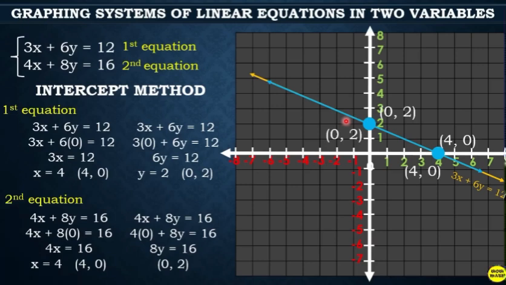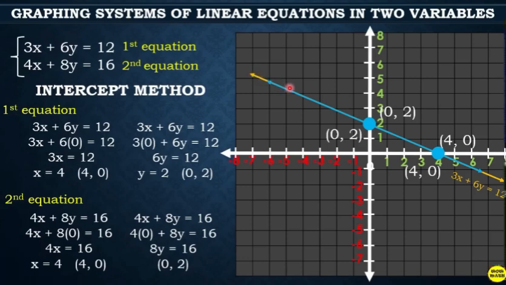Pag in-graph natin, anong kind of graph ito? They are coinciding lines. Okay. So, we will be looking at the intersection. Saan sila nag-intersect? Okay, hindi lang po sa isang point. Marami po siya. Since same line sila, ito yung graph ng first equation mo.